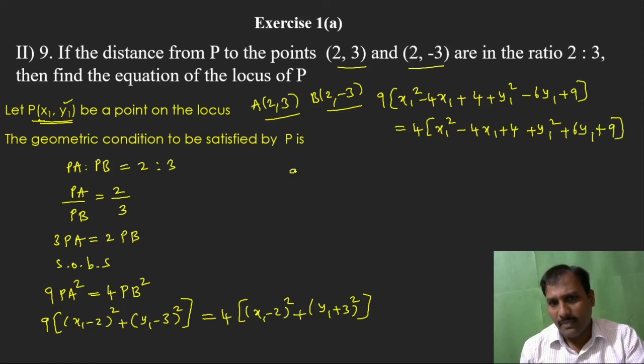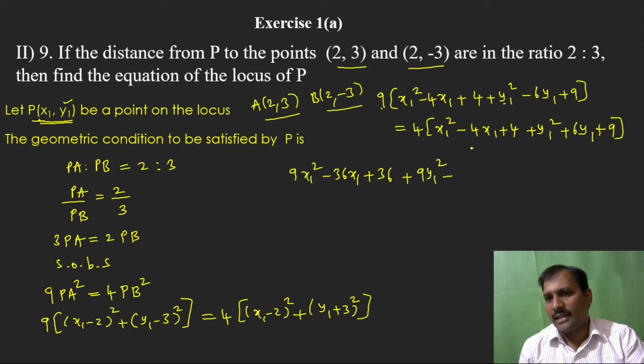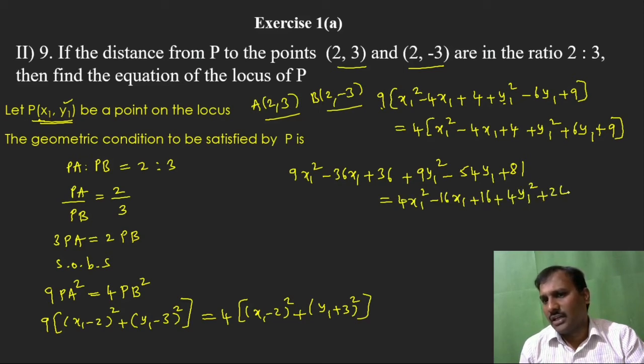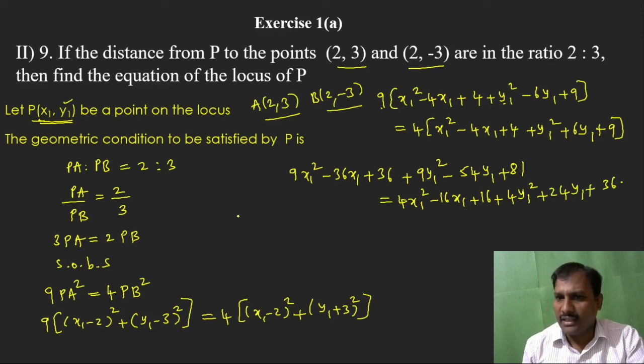So this will become 9x1 square minus 36x1 plus 9 for the 36 plus 9 into y1 square, 9y1 square minus 9 6, 54y1 plus 9 9 81 is equal to 4x1 square minus 16x1 plus 4 4 16 plus 4y1 square plus 24y1 plus 4 9s are 36. Okay, 4 9s are 36. Now let us bring all the terms together.